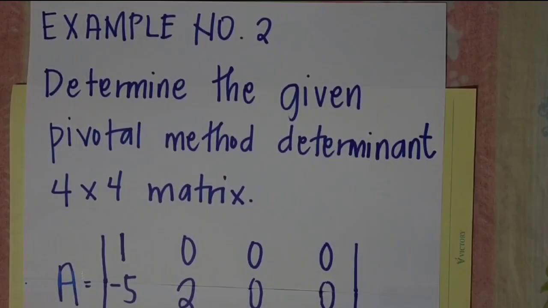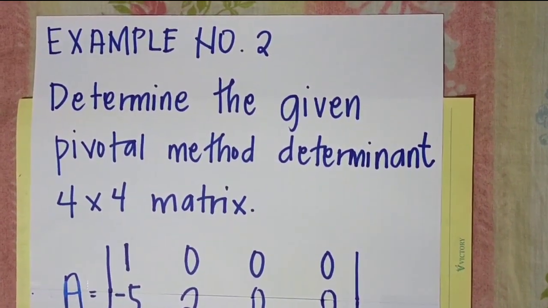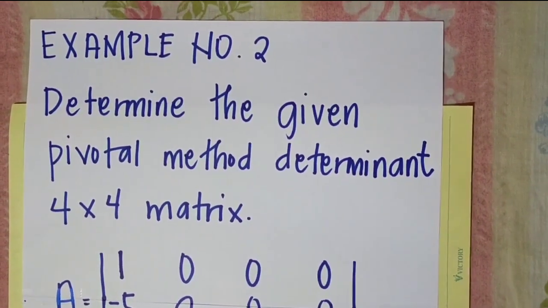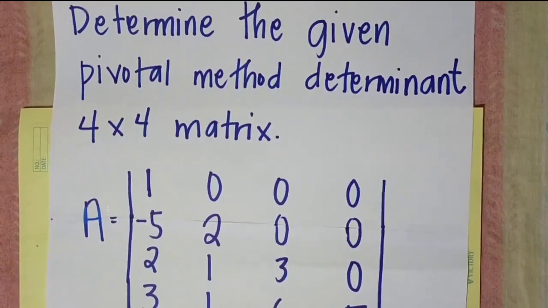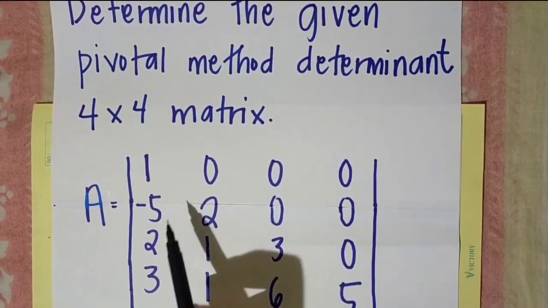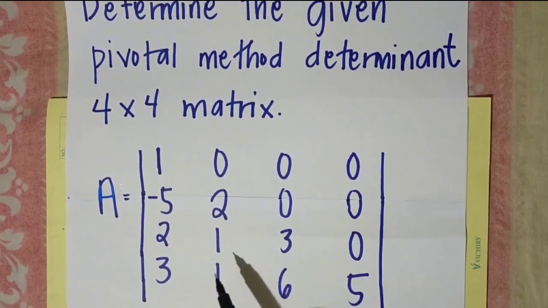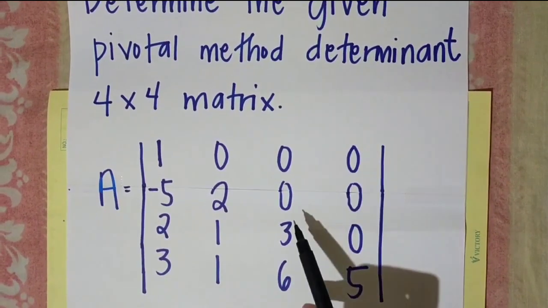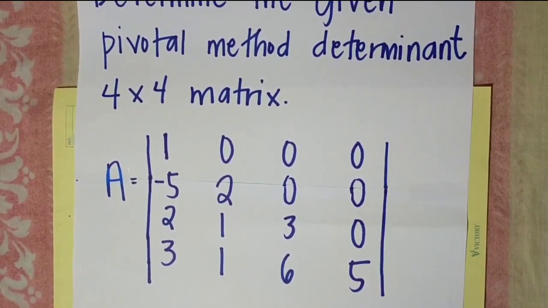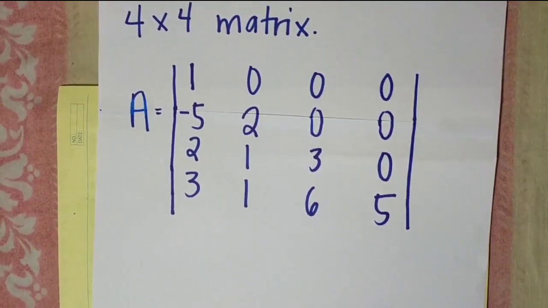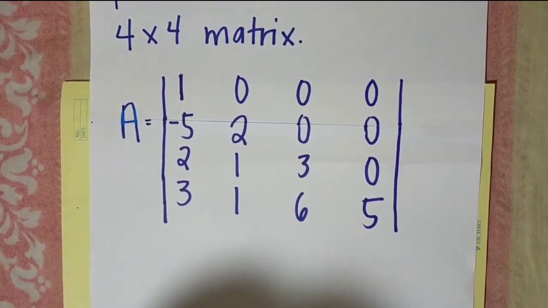Let's take another example, this time a 4 by 4 matrix, to better understand the pivotal method. Example number 2. Determine the determinant of the given 4 by 4 matrix using the pivotal method. A equals 1, -5, 2, 3; 0, 2, 1, 1; 0, 0, 3, 6; 0, 0, 0, 5. To begin, the pivot here is 6, after which we cross out row 4 and column 3.